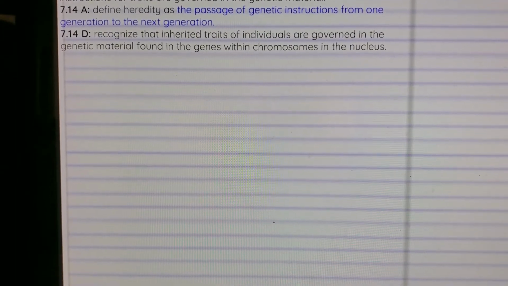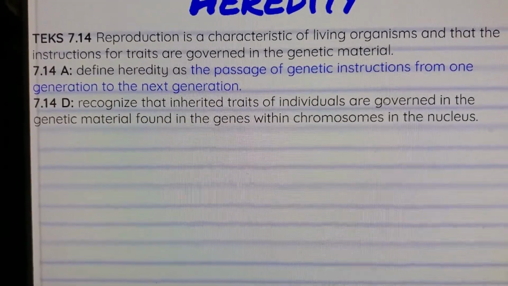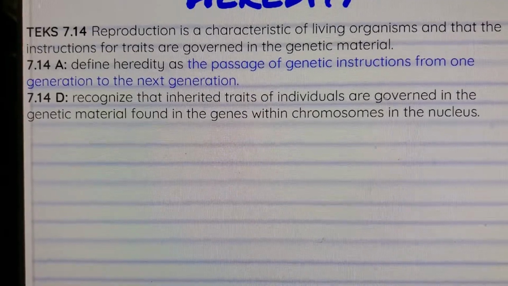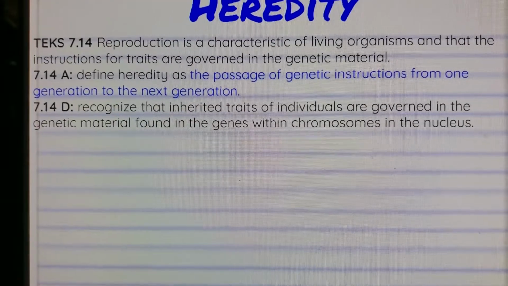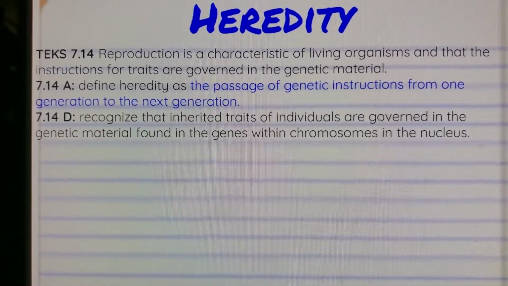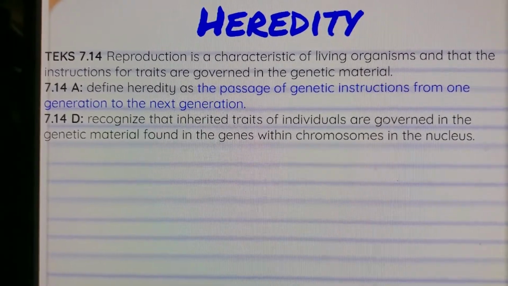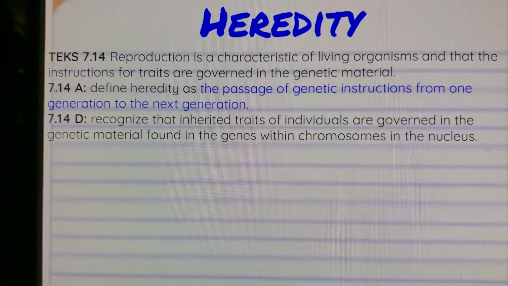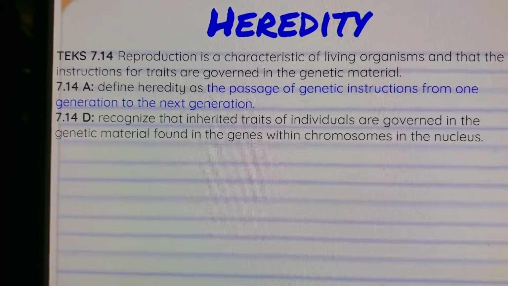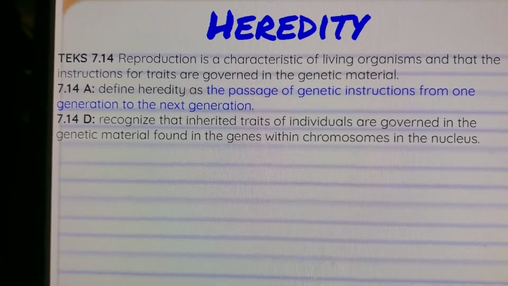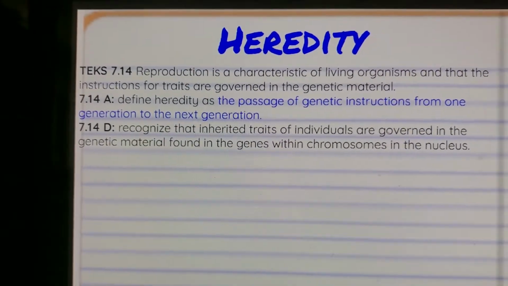The next TEAC, 7.14d, says that you are going to have to recognize that inherited traits of individuals are governed in the genetic material found in the genes within the chromosomes in the nucleus. So basically that says you just have to be able to point out, to learn the structures of where this information is held. And I think probably a more common word that we use is DNA or the genes. And that's what you have to know, that that's what carries instructions to make every organism on this planet: their genes or their DNA.